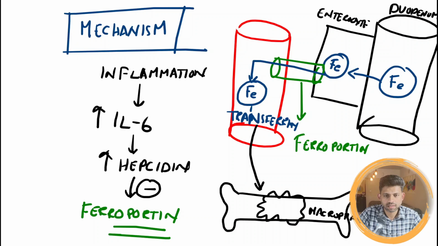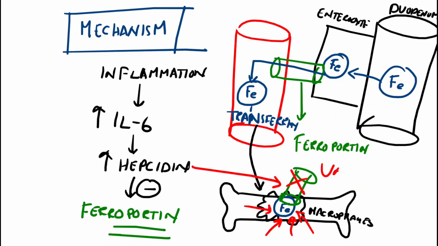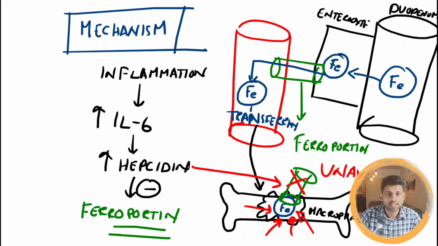And within the bone marrow, iron is stored inside macrophages as ferritin. And just like in the enterocyte, iron requires ferroportin to get out of the macrophages also. But when hepcidin inhibits ferroportin, iron gets stuck inside the macrophages. This is the basic reason why iron is unavailable for use in anemia of chronic inflammation.